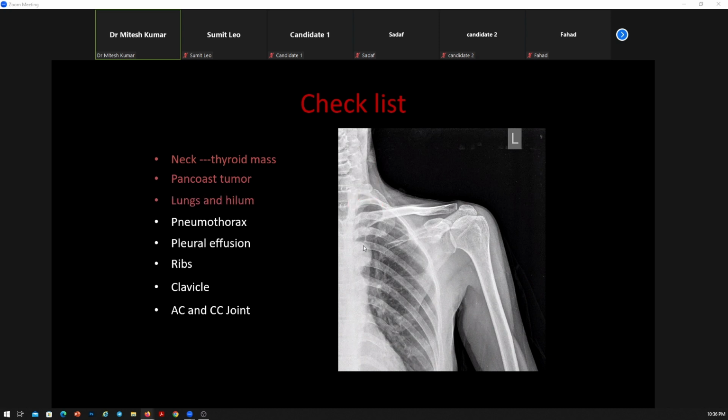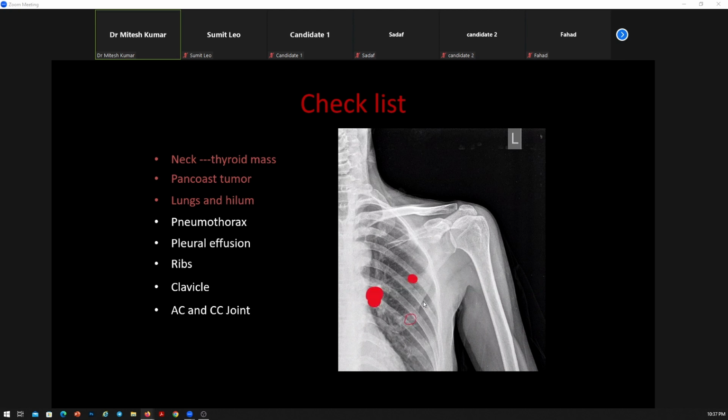Next, we have lungs and hilum. In the hilum, it should have a very less density and it should not have a lumpy bumpy appearance. Any lumpy bumpy appearance means lymph node enlargement or vascular pathology. In FRCR 2B rapid reporting, all we need to say is bulky hilum, not necessary to specify whether it is due to enlarged lymph node or blood vessels.